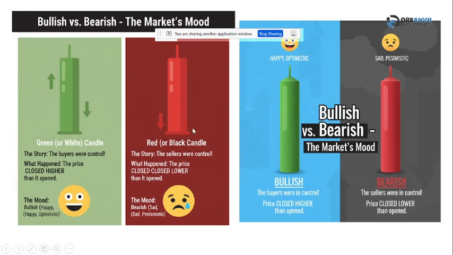But on the other hand, the red candle tells us the sellers were in control. It means the price closed lower than it opened. So we are in a bearish mood. And a bearish mood represents sadness and pessimism. So every time you look at a chart, these candles are telling you a little story. The green means up, while the red means down. And that is how the market moods behave.